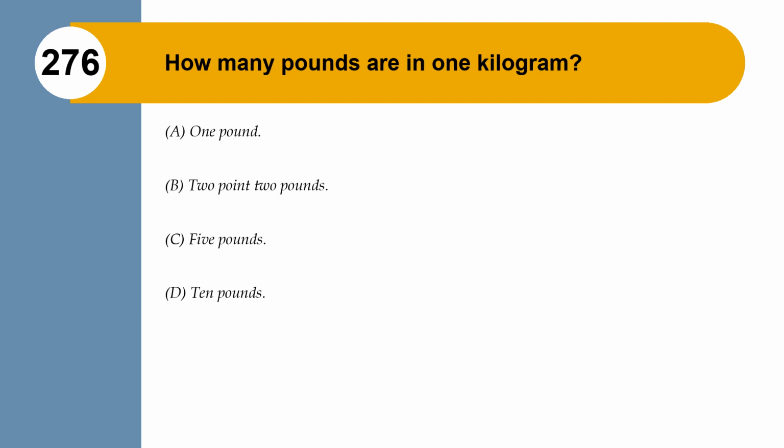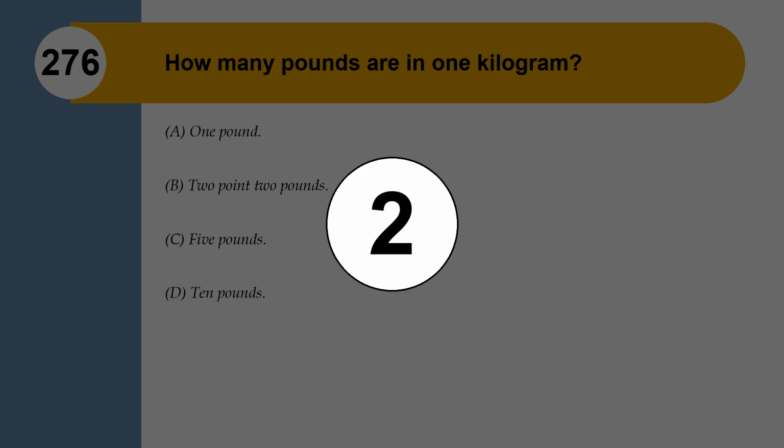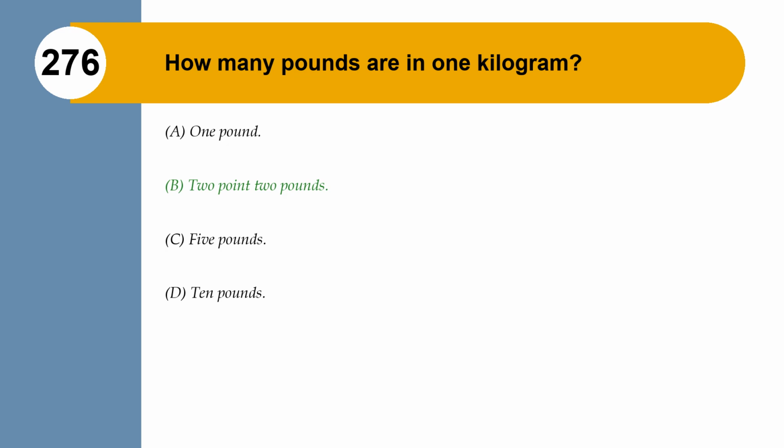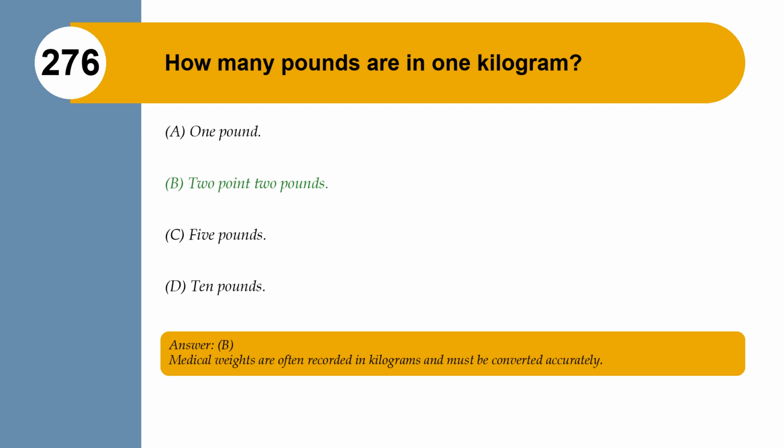Question 276. How many pounds are in 1 kilogram? Option A, 1 pound. Option B, 2.2 pounds. Option C, 5 pounds. Option D, 10 pounds. The correct answer is option B, 2.2 pounds. Explanation: medical weights are often recorded in kilograms and must be converted accurately.